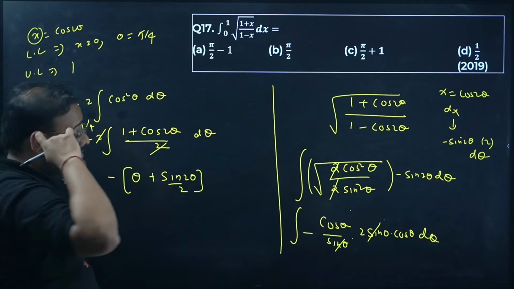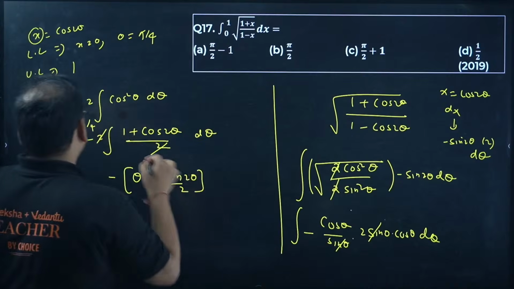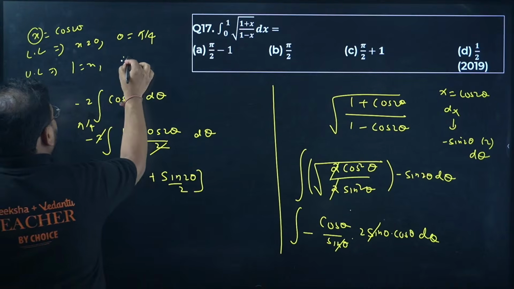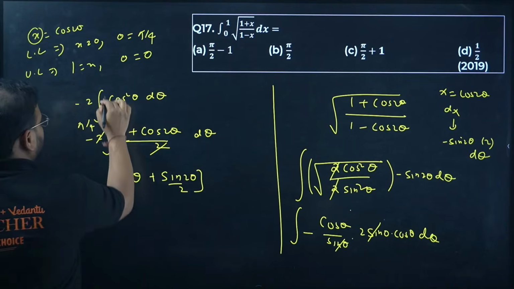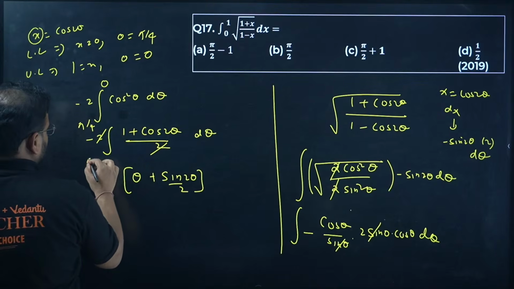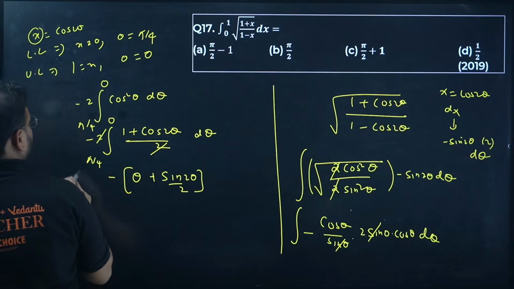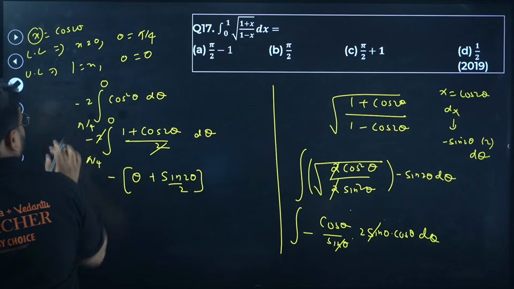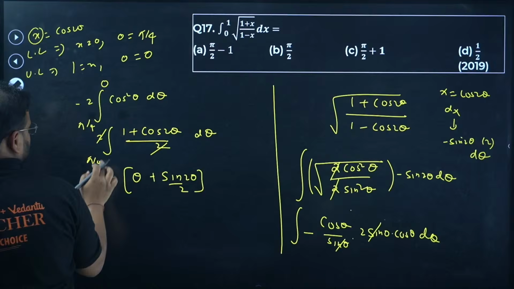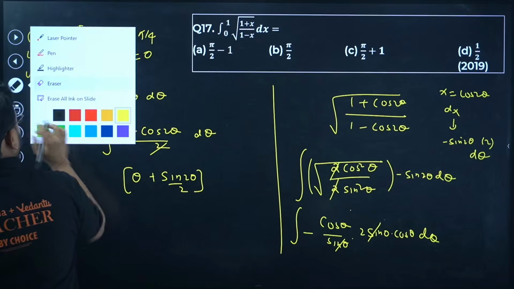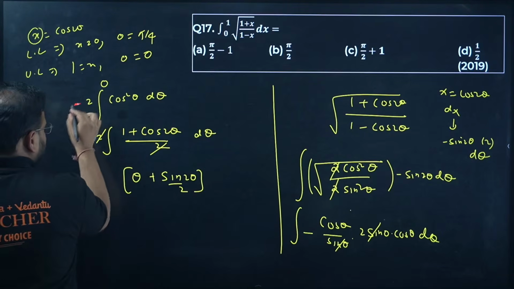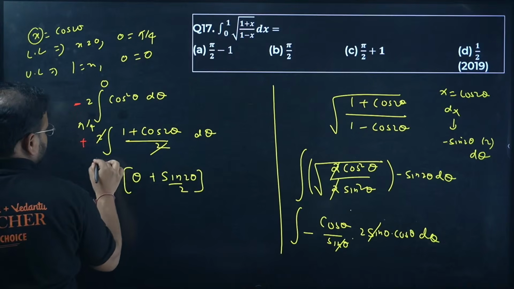For the upper limit, when you want to get x value as 1, this has to be what? 0. This has to be what? This is your x value. It has to be 0. So you get here 0. Here also same thing. Pi by 4, 0. Now if you want, you can change the limit. Check here. Remove this minus sign and switch the limits with positive sign. I'm removing this minus sign, writing it as positive, and switch the limits.